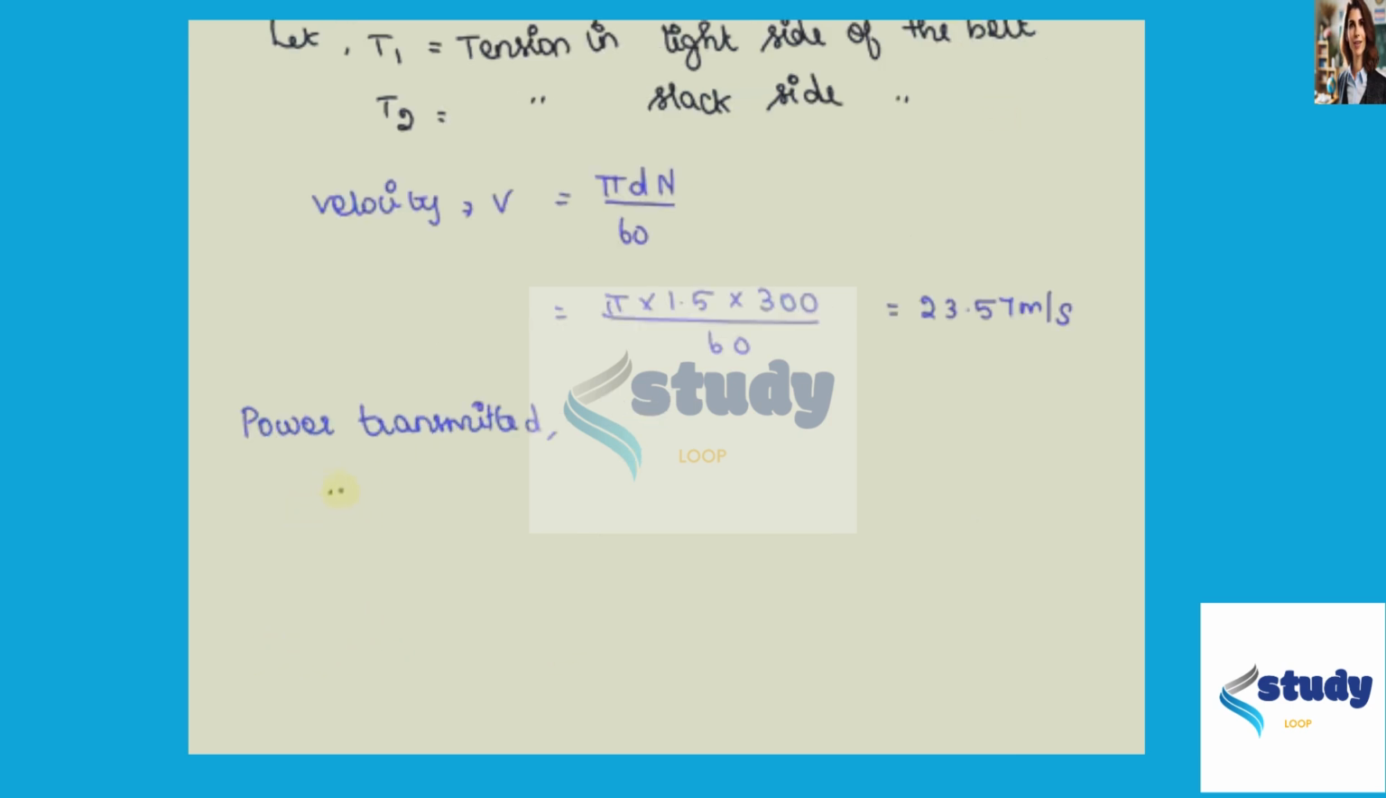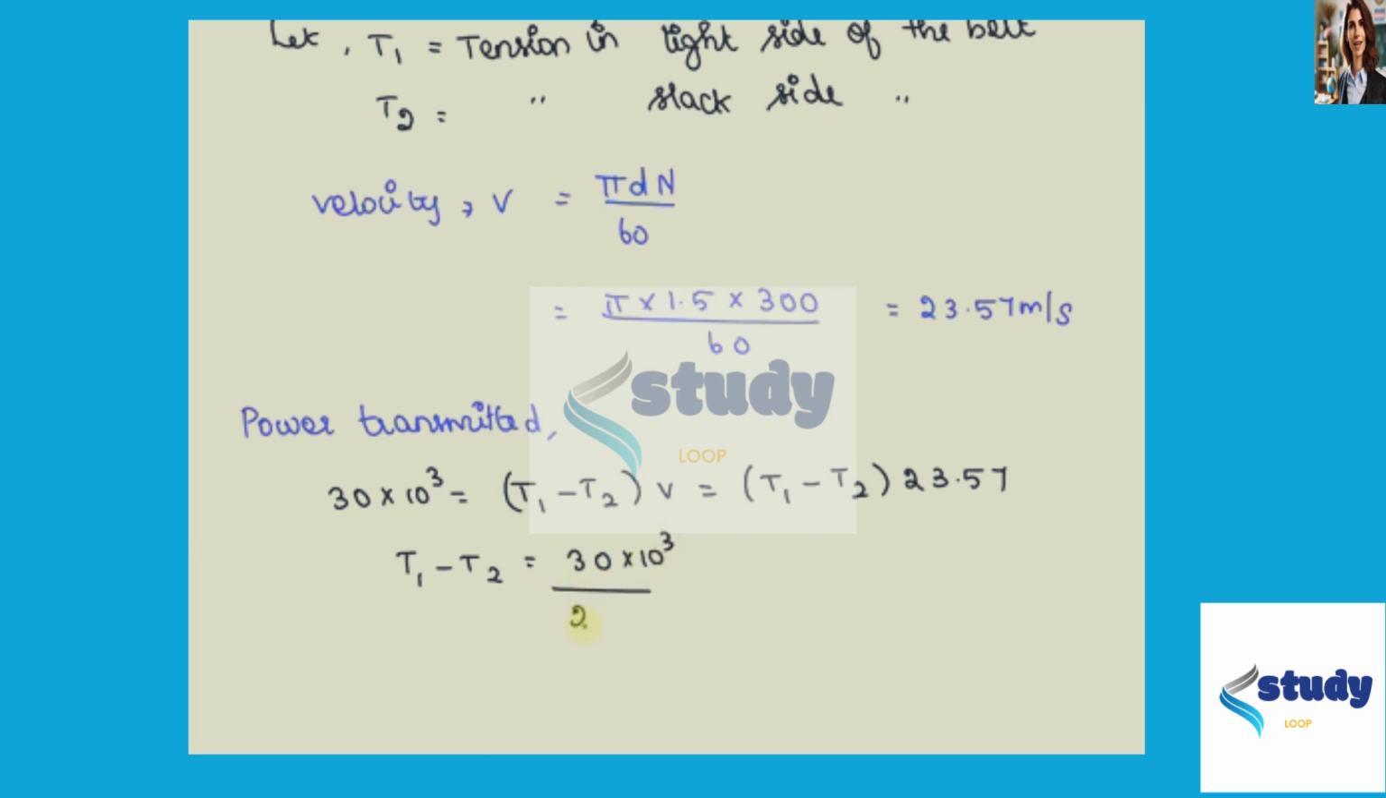And next we have to calculate the power transmitted. So power transmitted is 30 kilowatt. This will be equal to T1 minus T2 into V, which is the speed. So T1 minus T2 into speed 23.57. So we get T1 minus T2 is equal to 30 into 10 power 3 divided by 23.57. This will give 1273 Newton. Let it be equation 1.